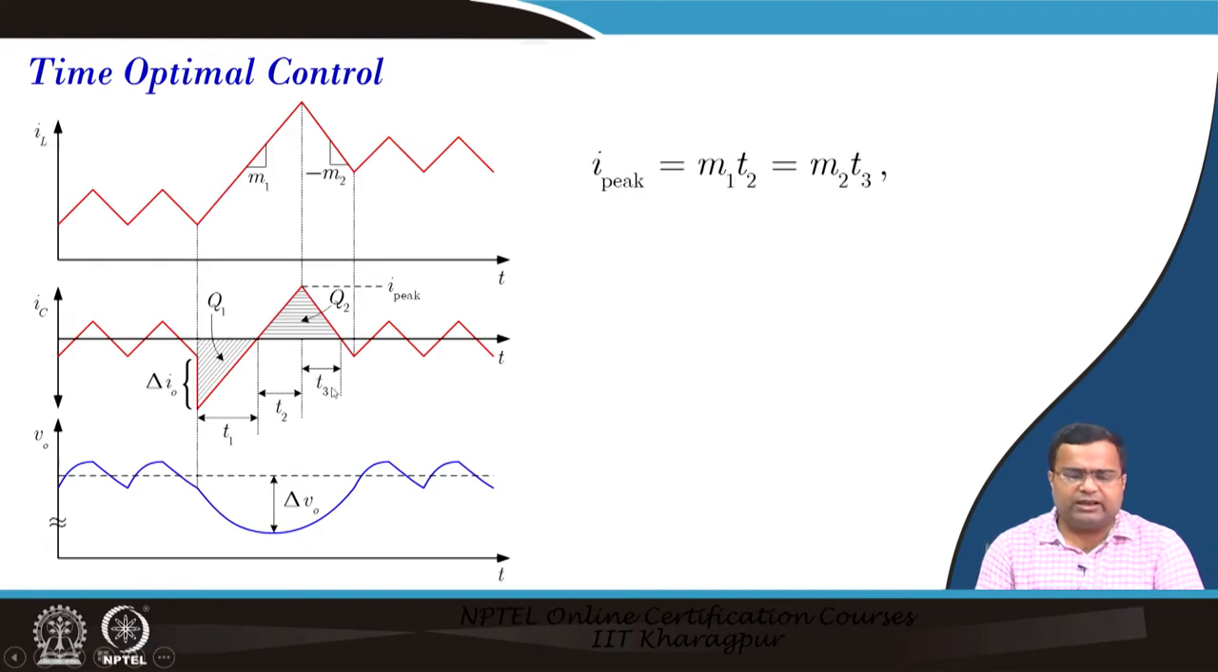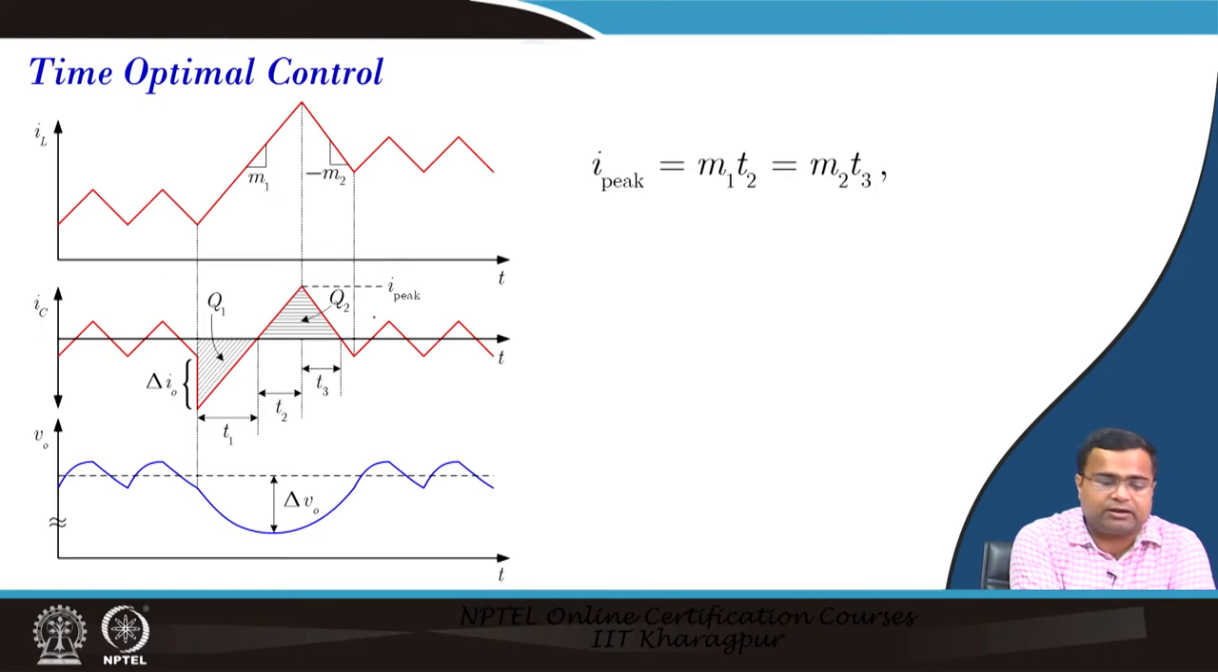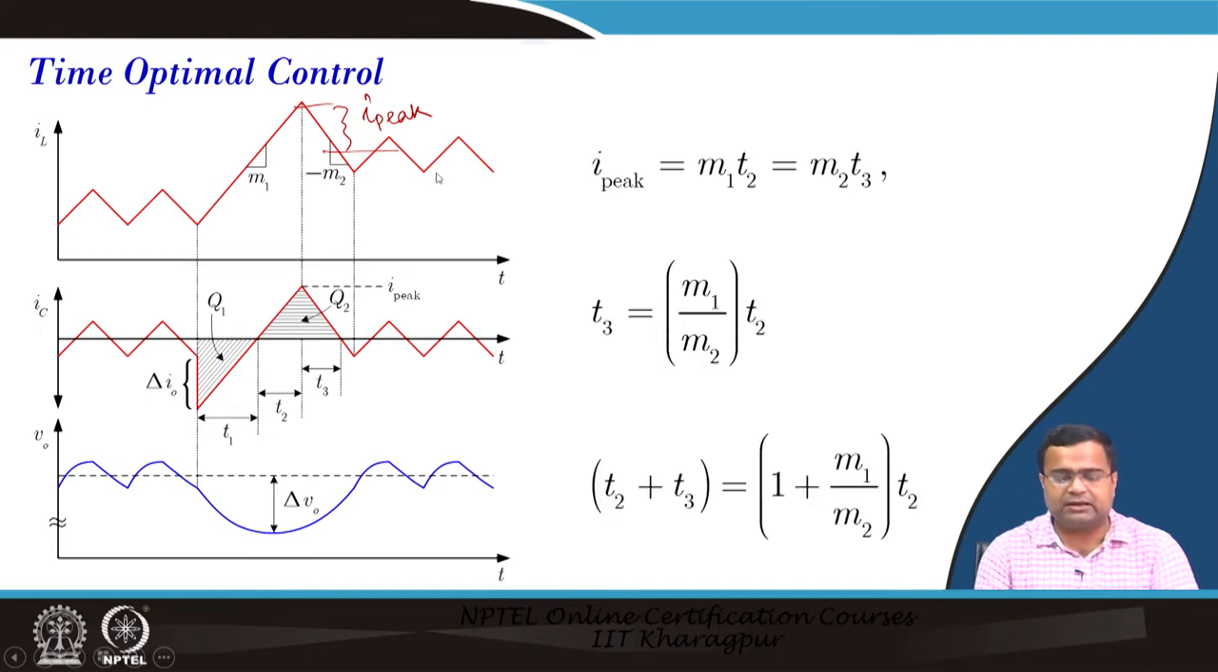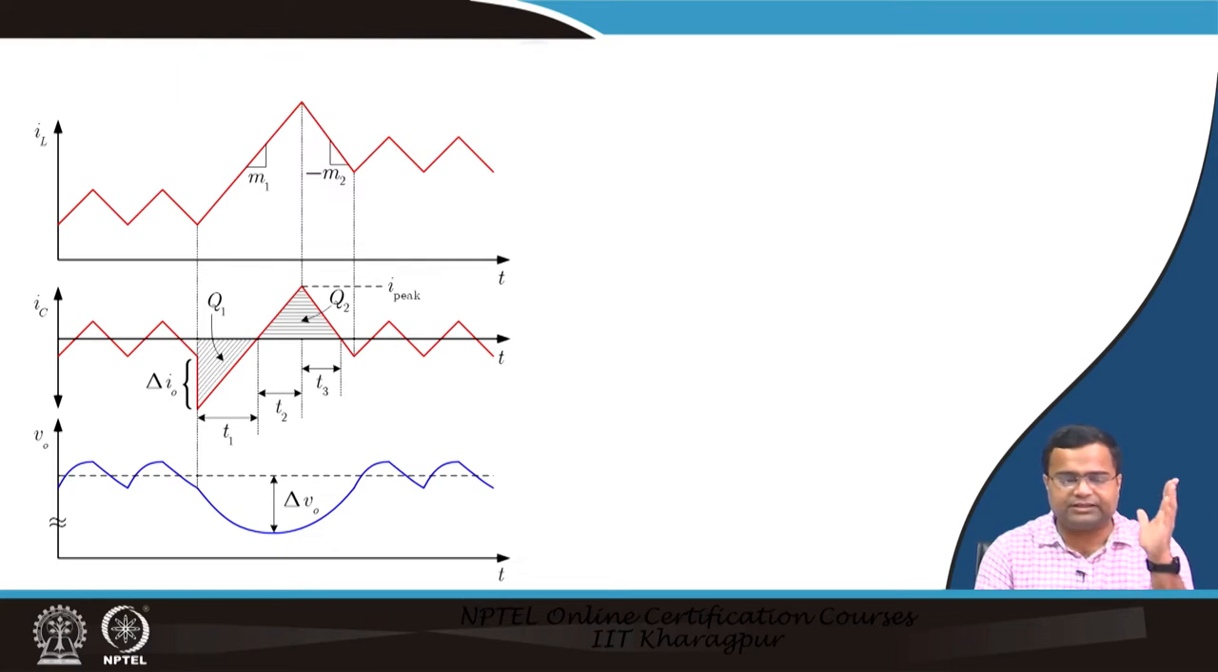Then we can find out the peak current. Peak current means the additional current that goes over the new operating steady state point. So this is my I peak, this difference. We have discussed, step by step in the derivation, how to find t1, t2, t3, and finally the total time.